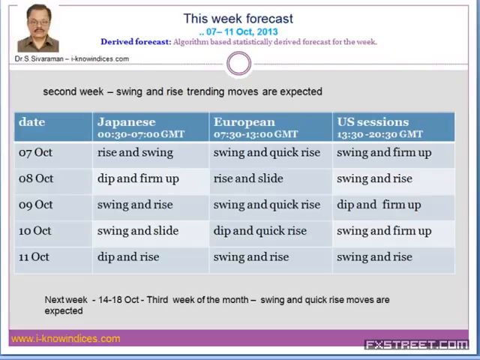Then rise and slide is expected on Tuesday during the European session. And then swing and rise is expected during the US session. After gaining the levels, you know that FOMC meeting minutes are expected. And then they are expected to make a quick rise during the European session, and then make a dip during the start of the US session, and a small firm up during the minutes release by 18 GMT.